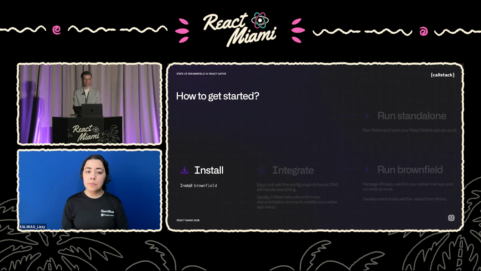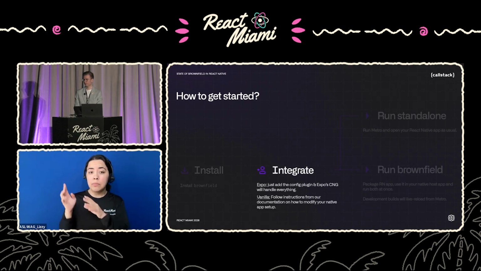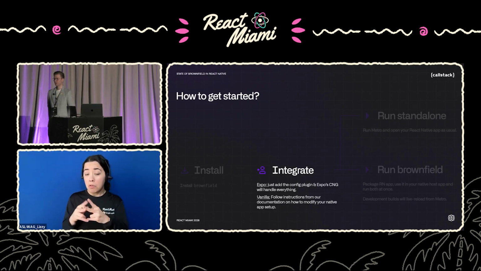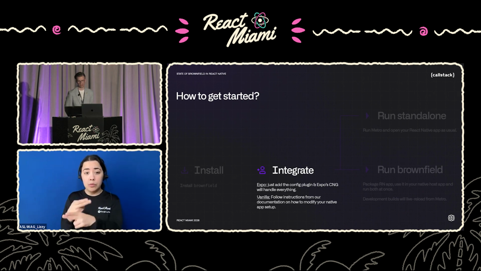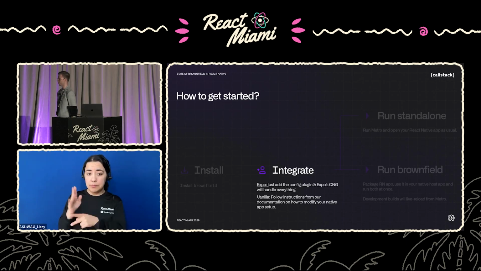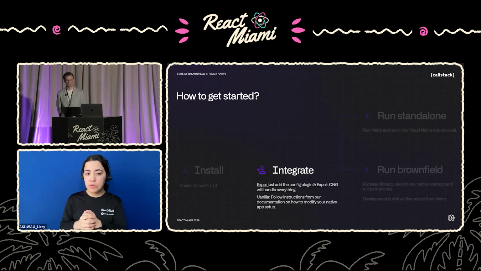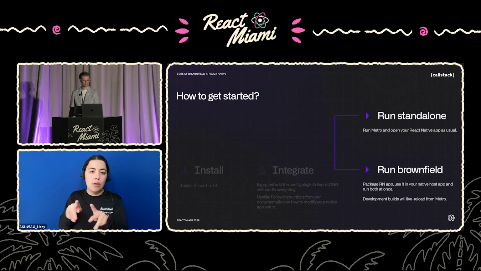So how do I get started? Well, first you simply install the Brownfield library. Then you can integrate either with a single line of code in Expo, if you're using the CNG flow where Expo maintains your native application boilerplate code, and our plugin will automatically do all the integration at the CNG phase. Or in other cases, you can follow the precise, detailed instructions in our documentation that allow you to do manually exactly what the plugin does.